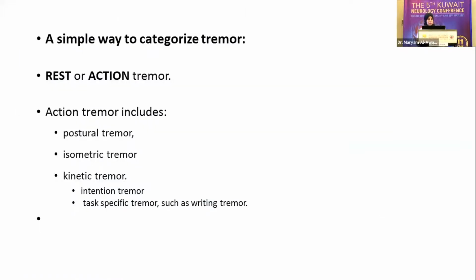I like this simple way to categorize tremor based on its activation condition, or the state at which we can elicit the tremor. It's divided simply into rest or action tremor. There are subcategories under action tremors, including postural tremor, isometric tremor, and kinetic tremor. In turn, kinetic tremor is also divided into intention or task-specific. When we say kinetic tremor, we mean that it is usually present throughout the movement, whereas intention is mainly exacerbated at the end of the targeted movement, or sometimes we call it terminal even.